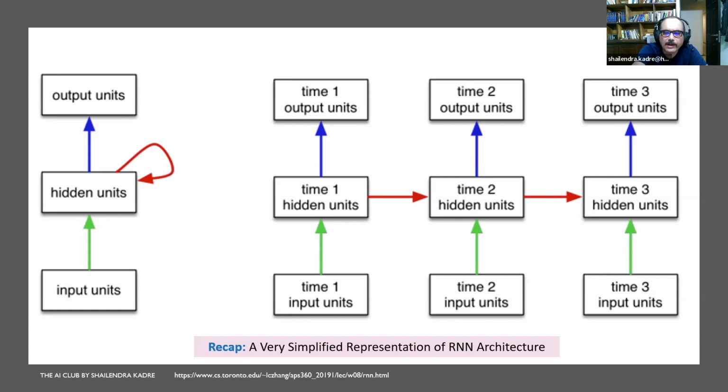Time 1 input, time 2 input, time 3 input means time 1 will be, say, Shailesh, time 2 will be is, time 3 will be A, time 4 will be good, and time 5 will be boy. Like that, Shailesh is a good boy. Like that, time steps are there. For every time step, we have a hidden unit, time 1, time 2, time 3. And for every hidden unit, we have an output unit.